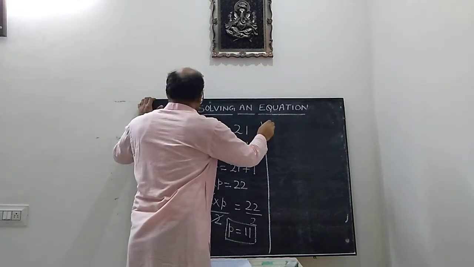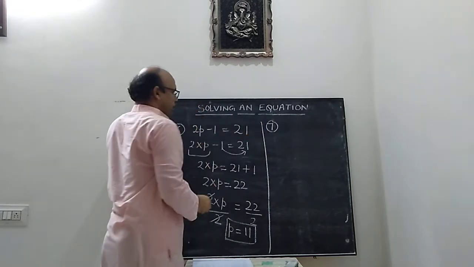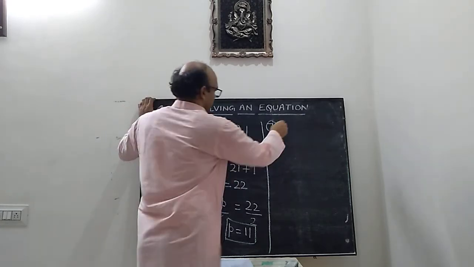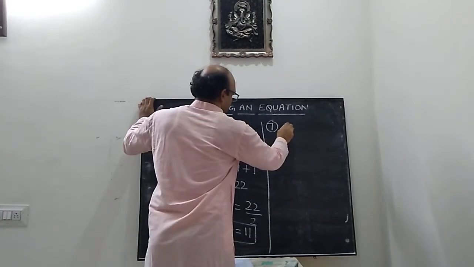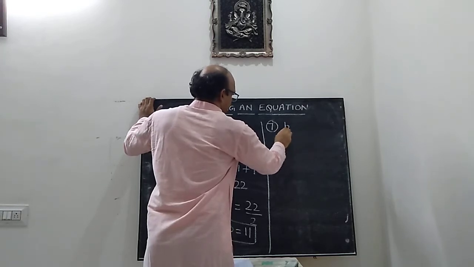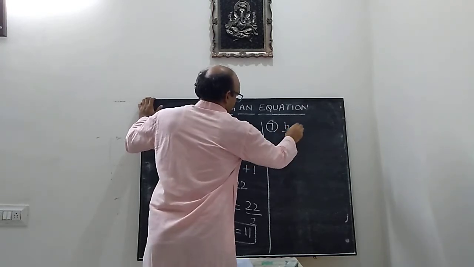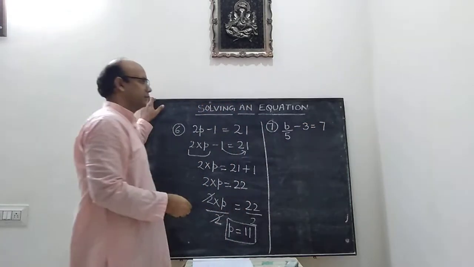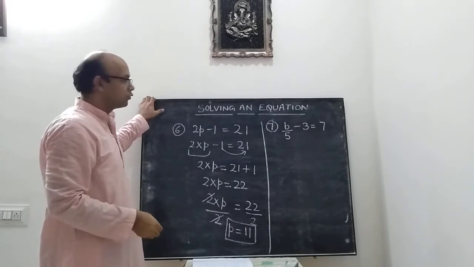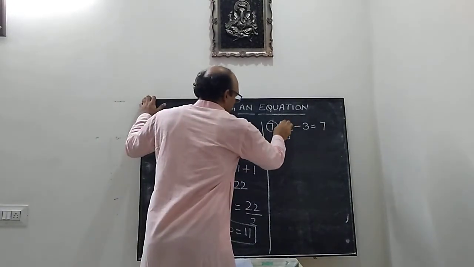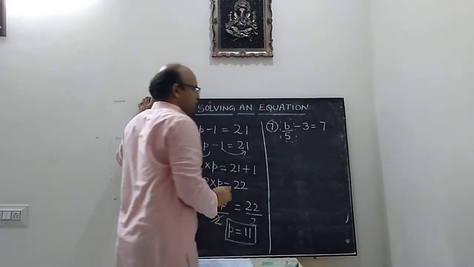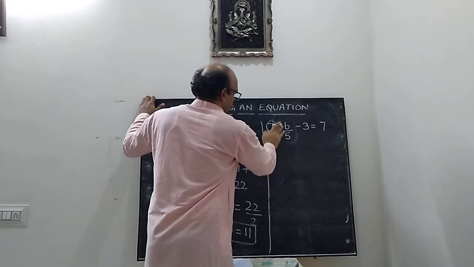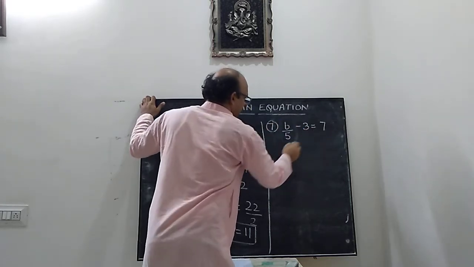Another example: suppose you have a variable b by 5 minus 3 is equal to 7. So how do we solve it? Again, this constitutes a single term. This is a single thing right now. Then 3 is separated over there. So what we do is, we first take 3 to the other side.